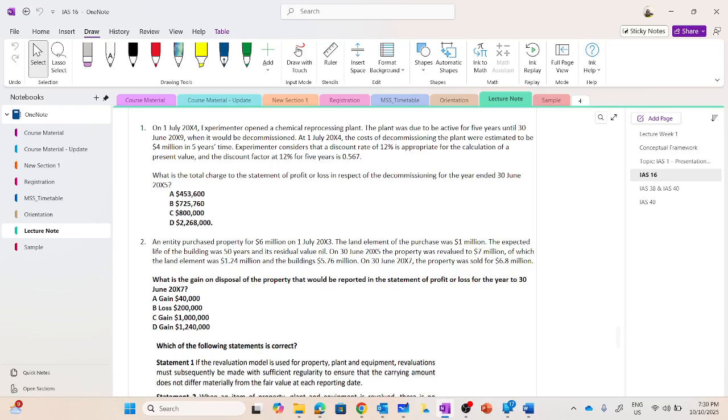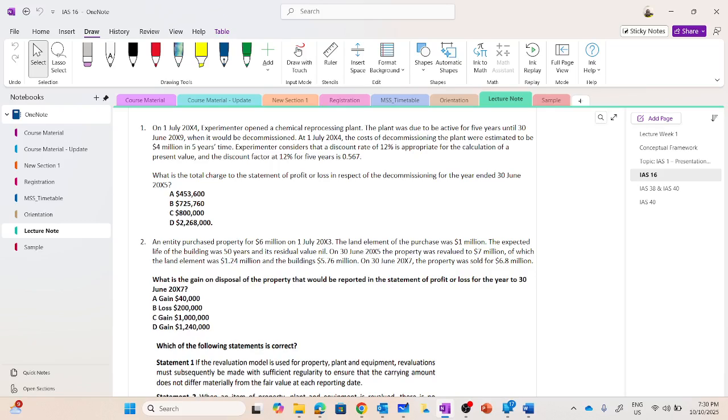Also, look at this one. It's talking about gain on the property. An entity purchased a property for 6 million on 1st July 20x3. The land element of the purchase was 1 million. We are not going to depreciate it. The expected life of the building was 50 years. We are going to depreciate the building over 50 years. Its residual value is nil, 0.